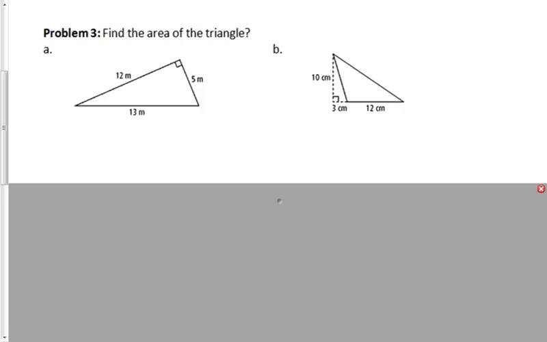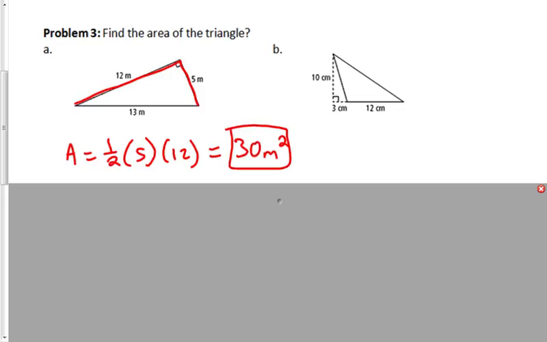So remember, height is only determined by an altitude. Same thing as in a parallelogram. So in this case, for letter A, I'm going to use this as the base, which is 5, and then the perpendicular height would be 12. And in this case, 1/2 times 5 times 12 would be equal to half of 60, which is 30 meters squared.